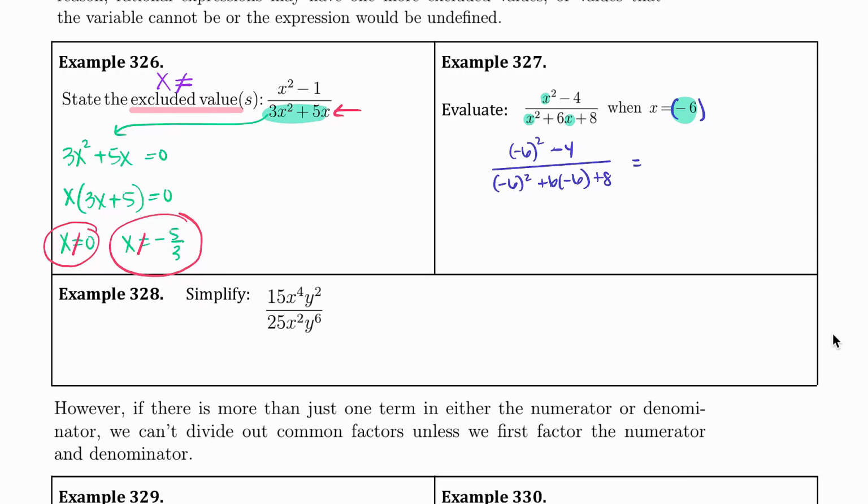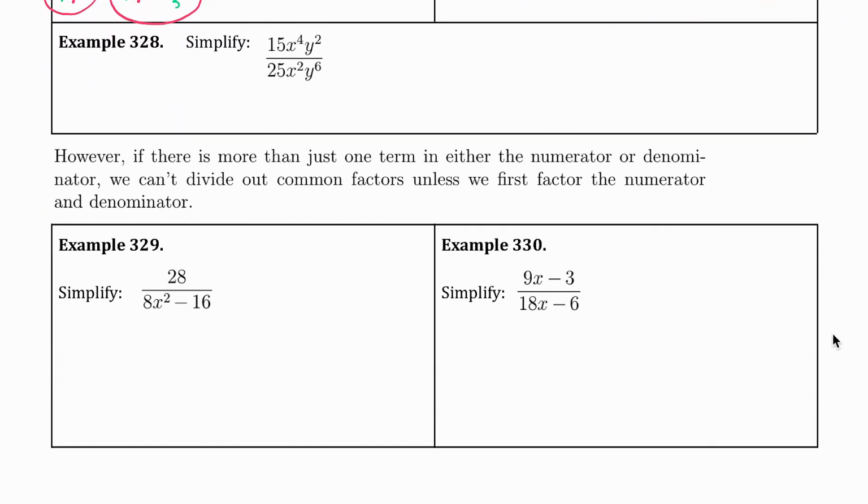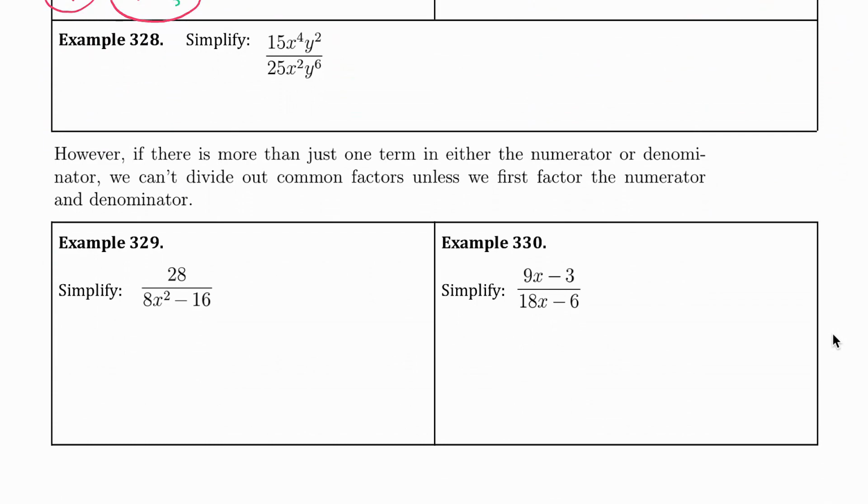From here we could type this in our calculator, or we could keep working it by hand. Negative 6 squared is 36. On bottom, we're going to have 36 minus 36 plus 8. 36 minus 4 is 32. That gives me 0. 32 divided by 8 is positive 4. So just a couple things we can do with rational expressions besides just simplifying them. We could find our excluded values. We could evaluate if we know what the value of x is. And then for the rest of the lesson today, we're going to be simplifying.